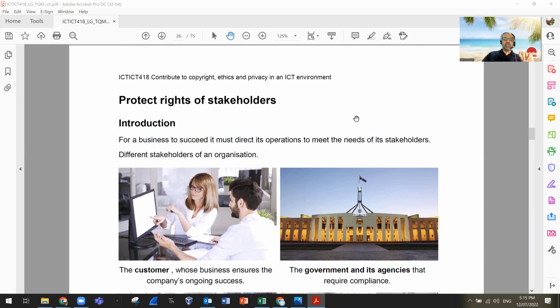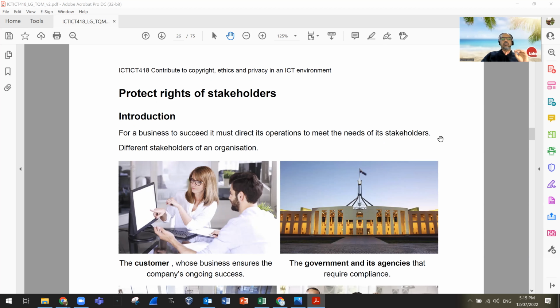So the topic we are going to discuss today is about protecting the rights of stakeholders. Last time we discussed the meaning of stakeholders: anyone affected positively or negatively by doing, or even not doing, this service, this initiative, this project, this process. So here we are protecting the rights of stakeholders.